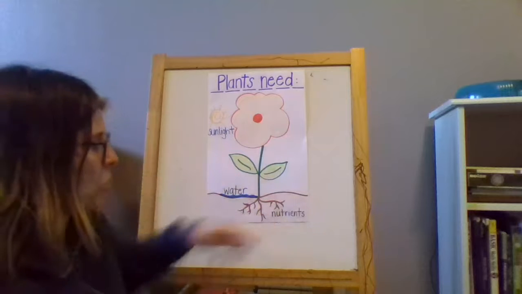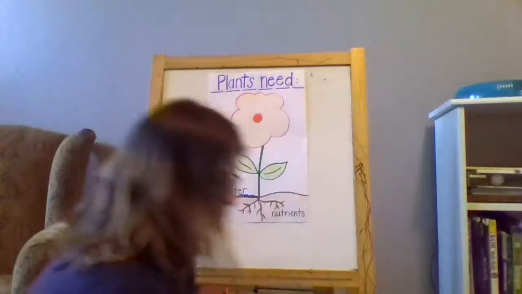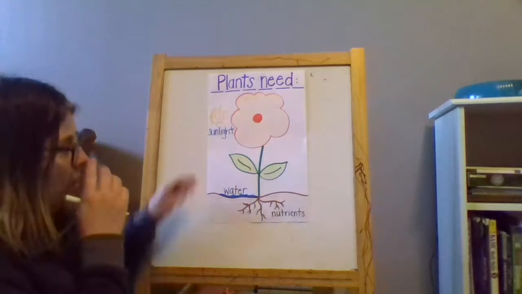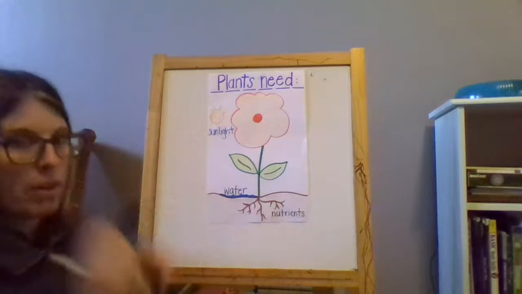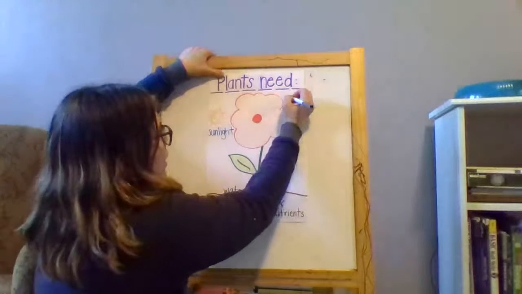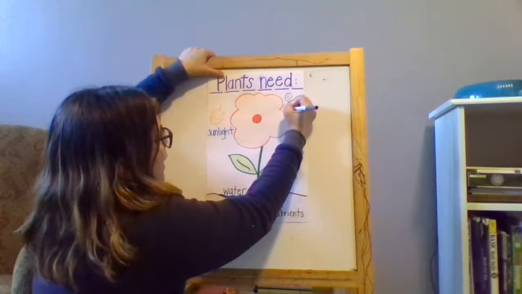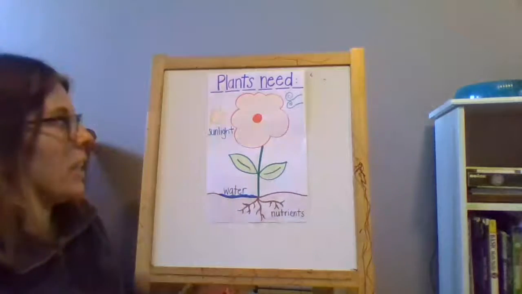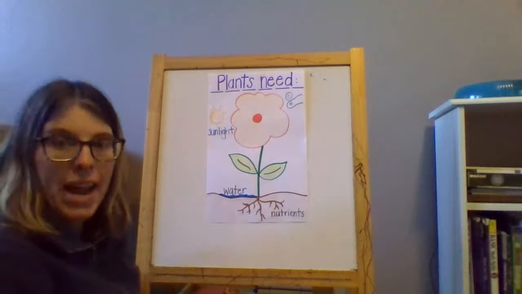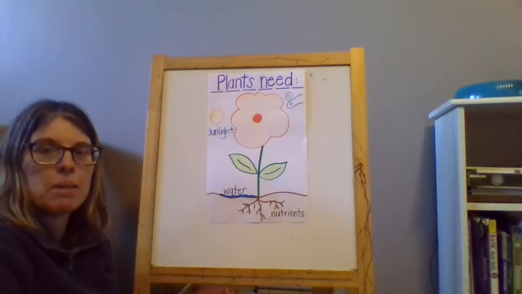Sunlight, water, nutrients. Let's see. Oh, are these ones that you thought of? Sunlight and water? Yeah. There's something else they need. I'm going to draw it looking like this. It's a hard one to represent because it's not something you can easily see. They need air. Plants need air. Why do plants need air, do you think?